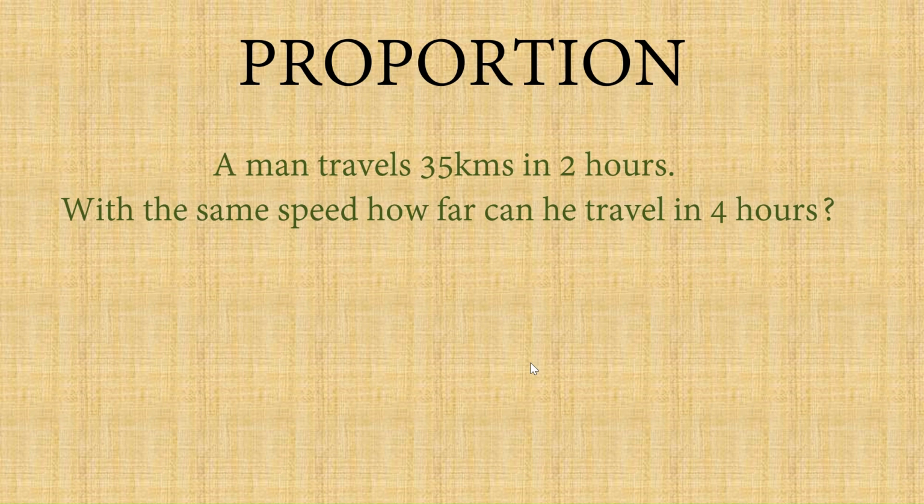Here, a man travels 35 kilometers in 2 hours. With the same speed, how far can he travel in 4 hours? Let us consider the ratio kilometers is to hours. The first one is 35 kilometers in 2 hours. The same speed, which means it would be equal. We don't know the number of kilometers. Let it be x is to 4 hours. So, how many kilometers in 4 hours?